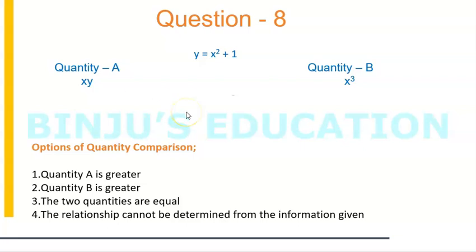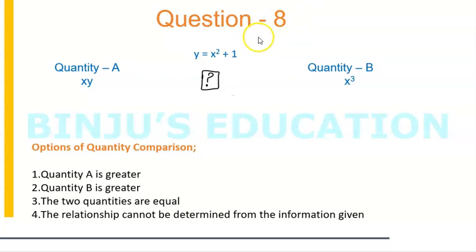The question stem is y equals x square plus 1. Quantity A is xy, quantity B is x cube. Let's put a question mark in between because we do not know which inequality sign it's going to have. I cannot solve the stem further because I do not know the value of x or y, so I can't plug in values.